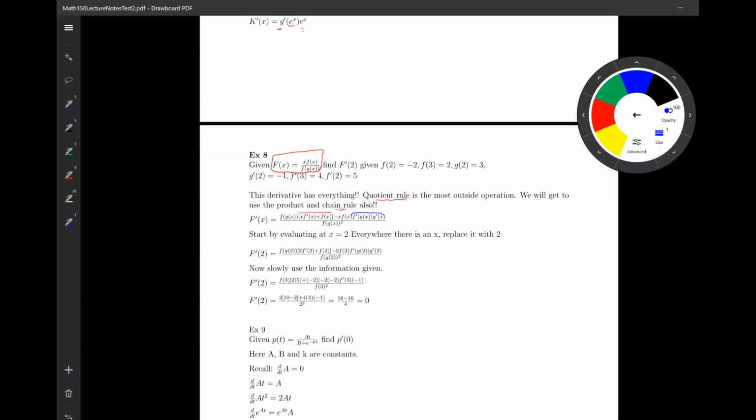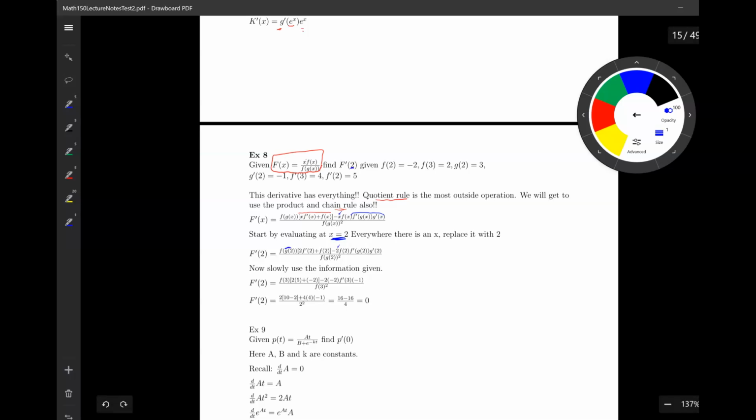All right, so we're asked to find capital F prime of 2. So everywhere there's an x, you're going to put in a 2. So if there's this little x here, you're going to put in a value of 2. So take the time to put the 2's everywhere, right? Especially this one right here. That's a 2. That's this right here. Then take the time to slowly go through.